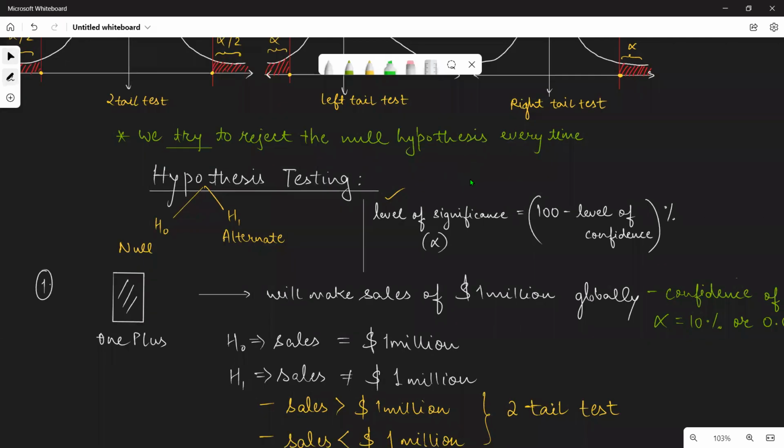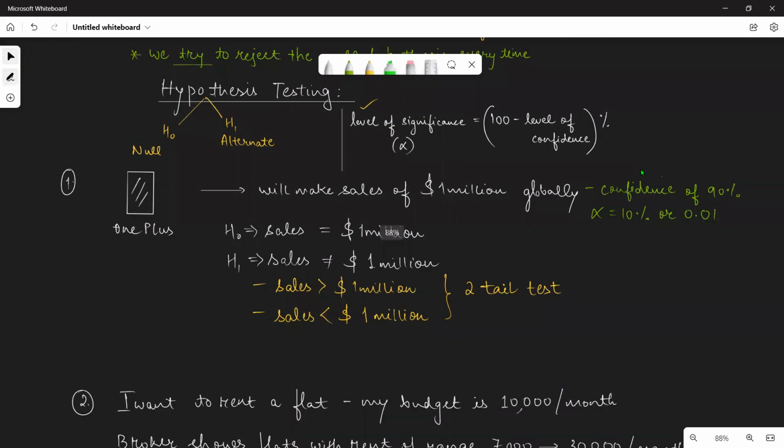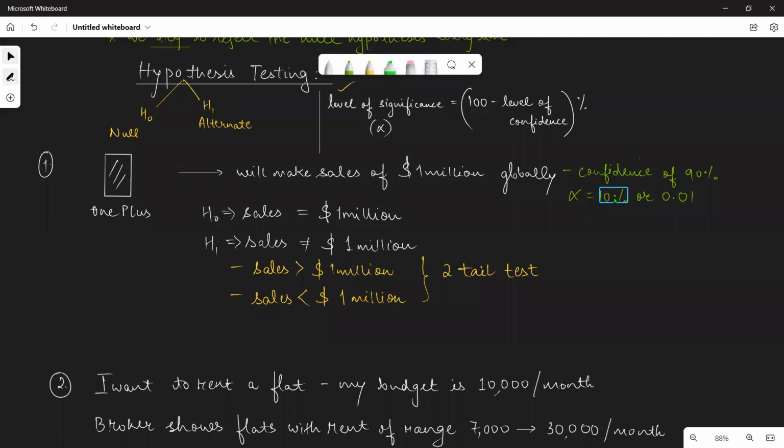So for this particular example, if the confidence is 90%, alpha is 10%, and because it is a two-tailed test, what will happen to alpha? Alpha will get divided by 2. This point is 5%. 5% on each side, you mean? 5% on both sides. So 5% on the left side, 5% on the right side. Correct.